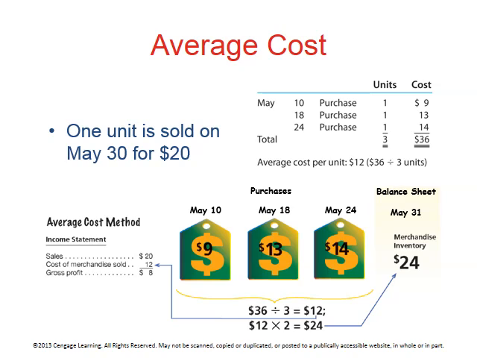So, average cost. If we look at our inventory, we have 3 units on hand that we paid a total of $36 for, 9 plus 13 plus 14. If you divide the $36 cost by 3 units, our average cost per unit is $12. In the lower left, our sales were $20 because we sold it to the customer for 20 bucks. Our cost of merchandise sold was $12 because that's the average cost of one unit. Our ending inventory had $36 of inventory. We sold $12 of it, so we must have $24 left.